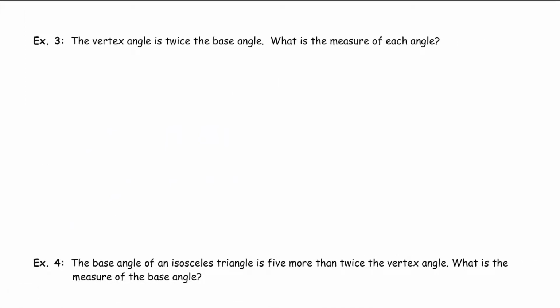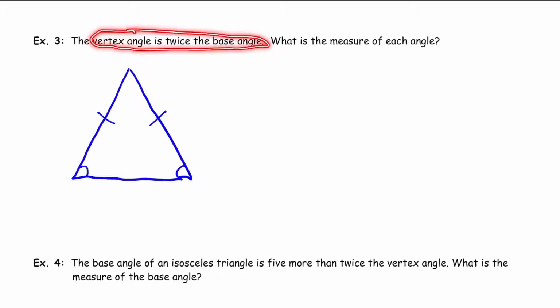So in this one here, it says the vertex angle is twice the base angle. Again, I don't see a picture, so I'm going to create a diagram. Here's an isosceles triangle. These two are congruent, and those two angles are congruent. The vertex angle is twice the base angle. So one of these has to be x. It's either the vertex angle or the base angle. But the vertex angle is twice the base angle, so my base angle is going to be x. Again, notice you have to label both base angles. So if that one is x, this one is x. The vertex angle is twice that, so that's 2x.